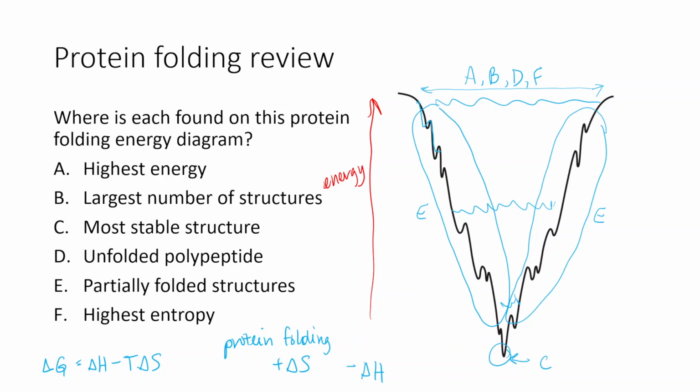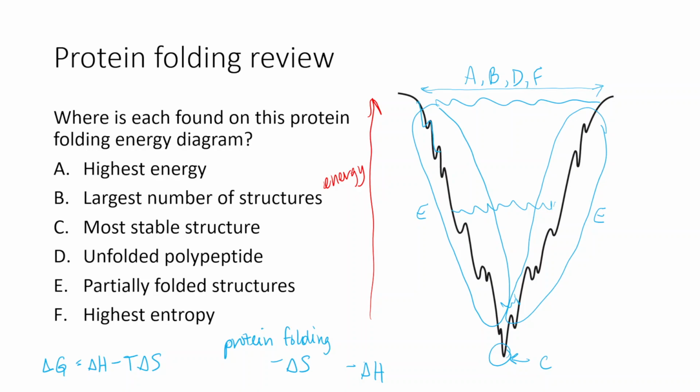Did I say that backwards? Positive delta S, negative delta H is always favorable. Oh, sorry, I lied to you. It has a negative delta S. I said one thing and wrote the other thing, and then I confused myself. So we have decreasing entropy when proteins fold. Sorry, I said that and then wrote the opposite. So now what I said should make more sense.